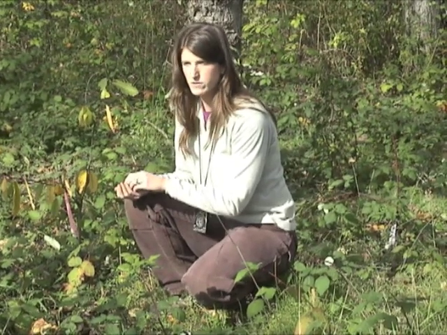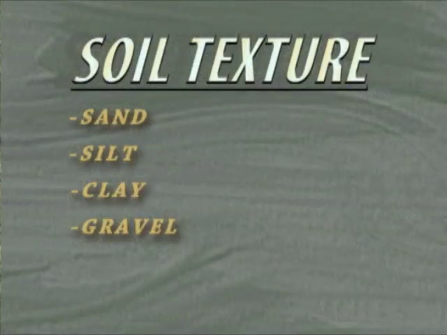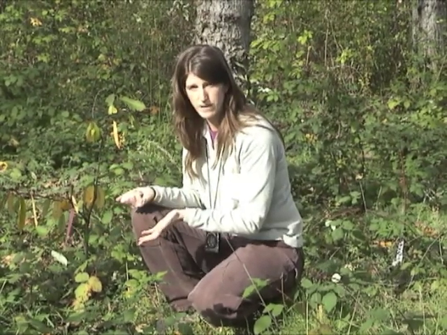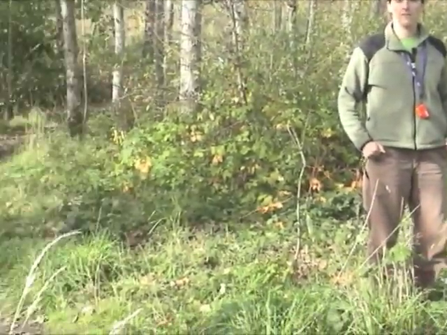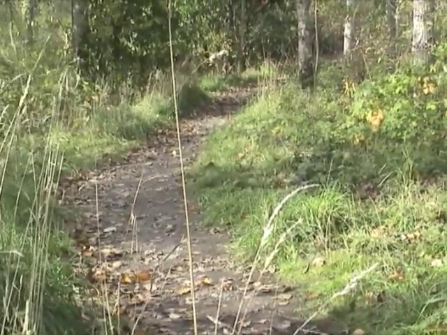And while you're down here, you can determine another site characteristic, which is soil texture. The ranges for soil texture are sand, silt, clay, or gravel. In this particular case, we have clay soils. And soil compaction is another site characteristic. In our particular site, we have some light compaction noted through this human influence trail.